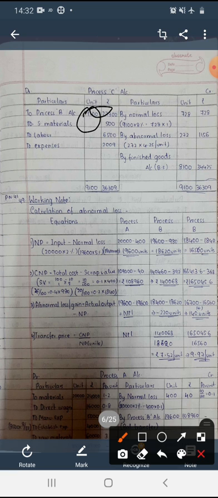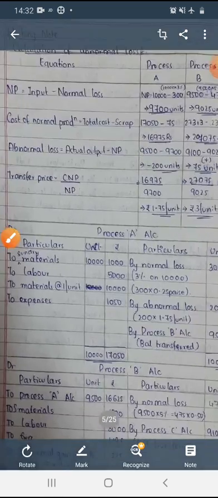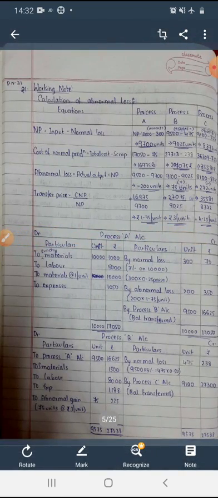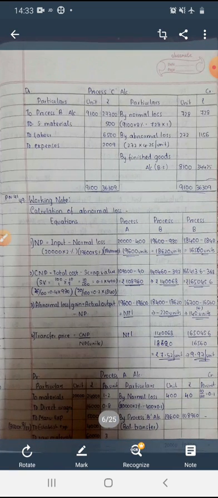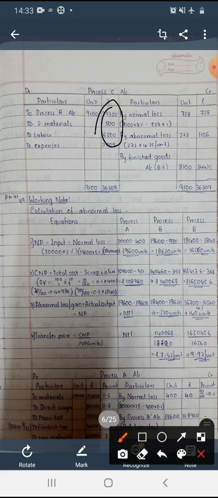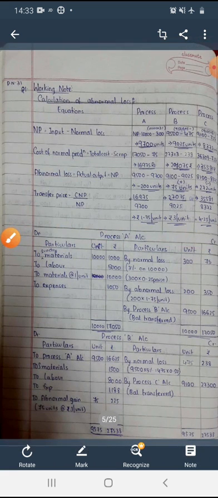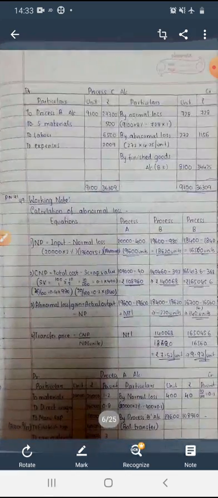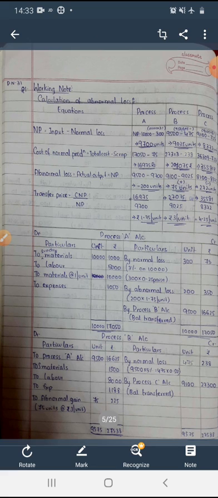Then abnormal loss or gain has to be calculated in that particular table. Okay, 9100 minus 8%, 8,372. Then expenses, here you just make the total, you are getting 36,309, minus total scrap how much? 728. Then next is abnormal loss, 8,372 minus 8,100, 272 units. It is a negative value. This is the abnormal loss.